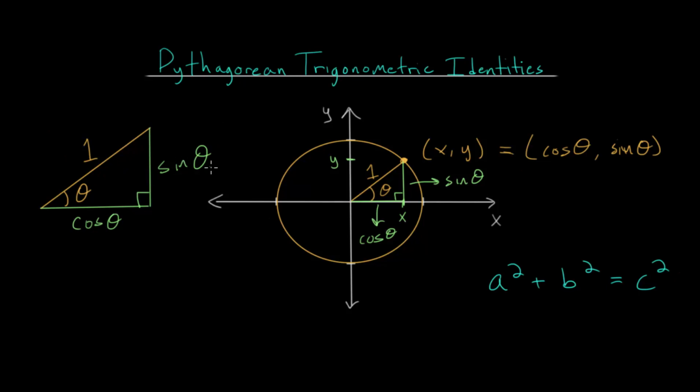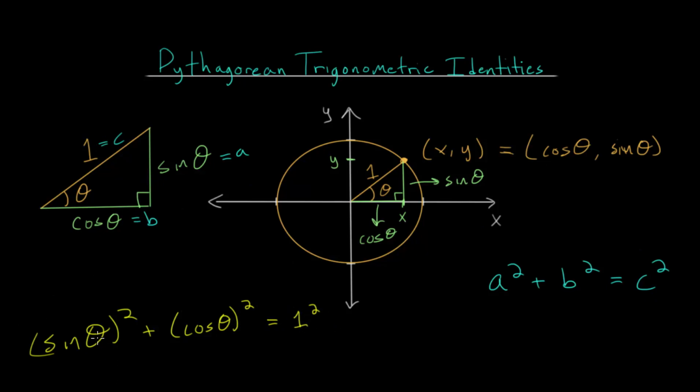So the cosine and the sine, these are the legs. We can call these A or B. It doesn't matter which we call which. But the hypotenuse, the side opposite the right angle, this is always C in this formula. And we can now just plug all of these in. We have the sine of theta, and we will square that, and we'll add this to the cosine of theta, which we will again square, and this is equal to the hypotenuse squared, or 1 squared.